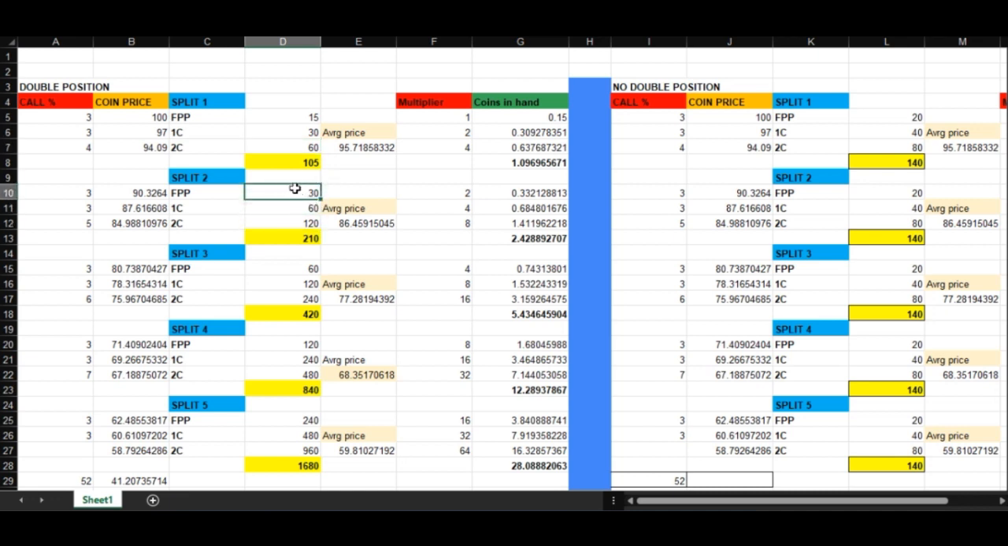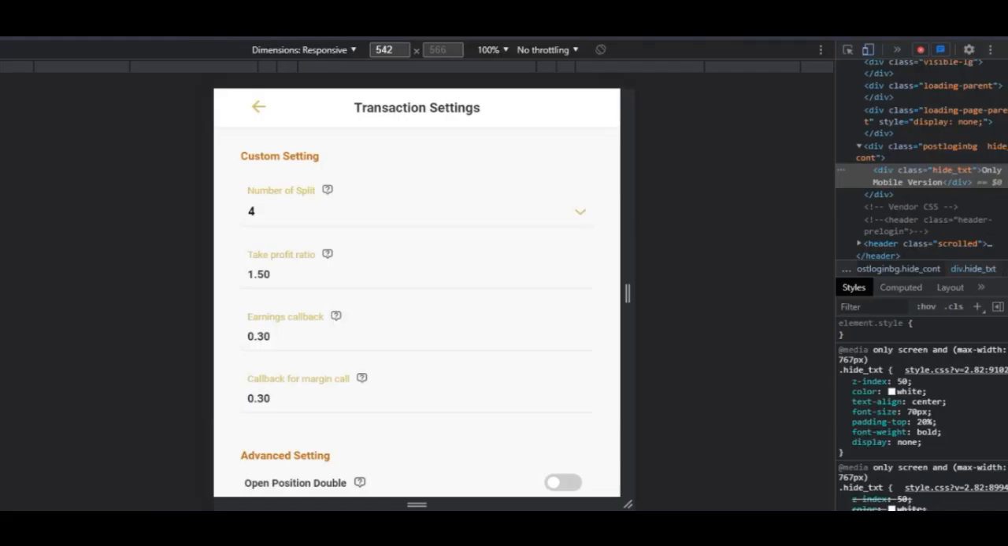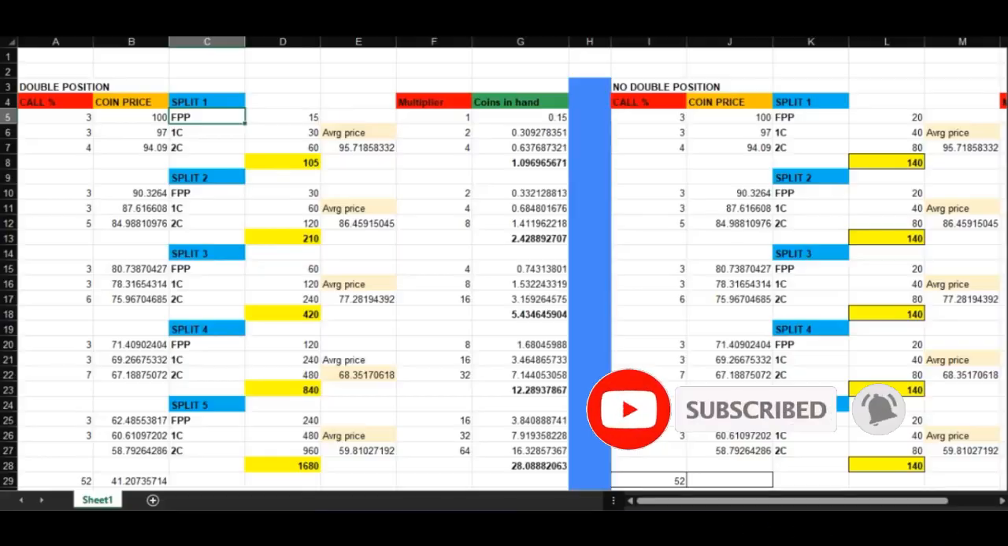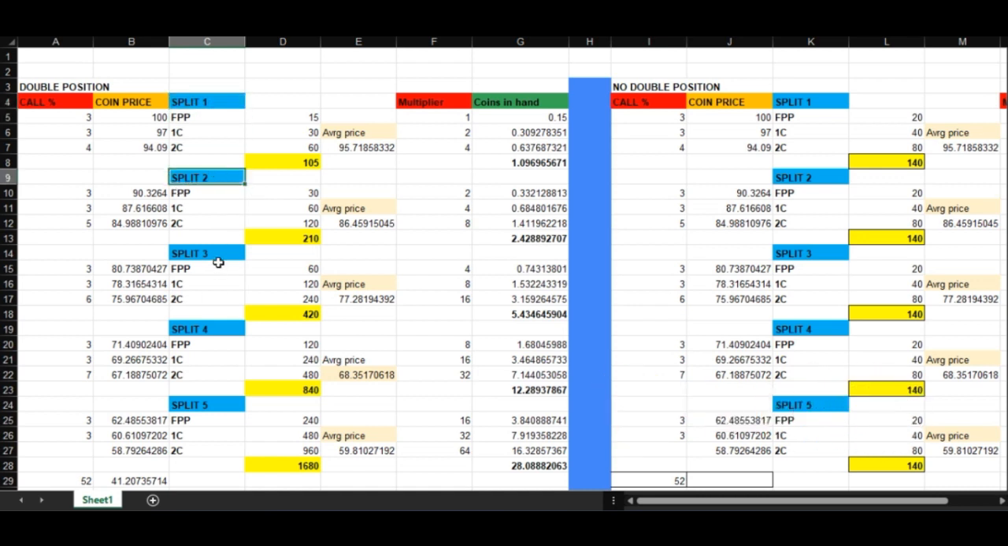This one always serves as your first purchase price, and then this one is the first call, second call. What the new strategy simply stands for is that each of these splits is treated as a separate trade. The former Martingale strategy, if it covers up to the seventh call or whatever, is treated as one trade. But with the new strategy, each split is treated as one separate trade, this one, this one, this one. Whenever the market dips to a certain percentage based on what you set here, the bot will definitely treat and sell this separately and make profit for you.